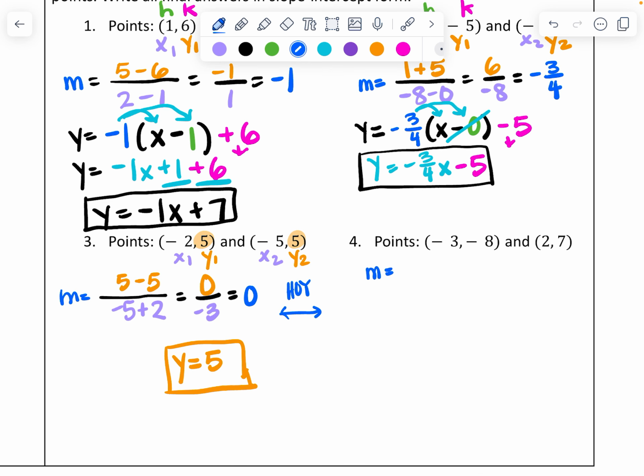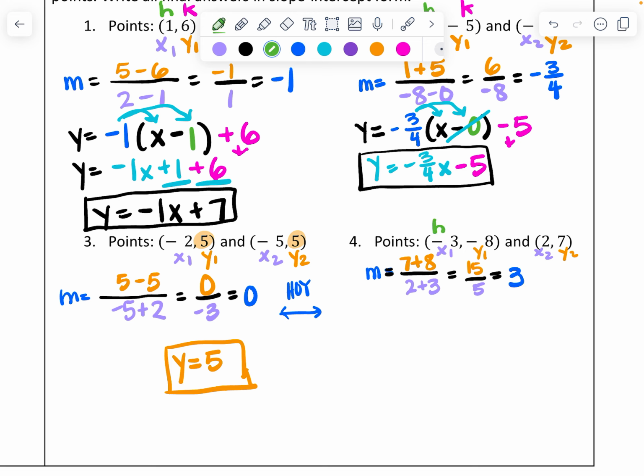M equals, let me label first, 7 plus 8, because I'm subtracting a negative number, 2 plus 3, because again, we're subtracting a negative number. So now I have 15 over 5, which simplifies to 3. So my slope is 3.